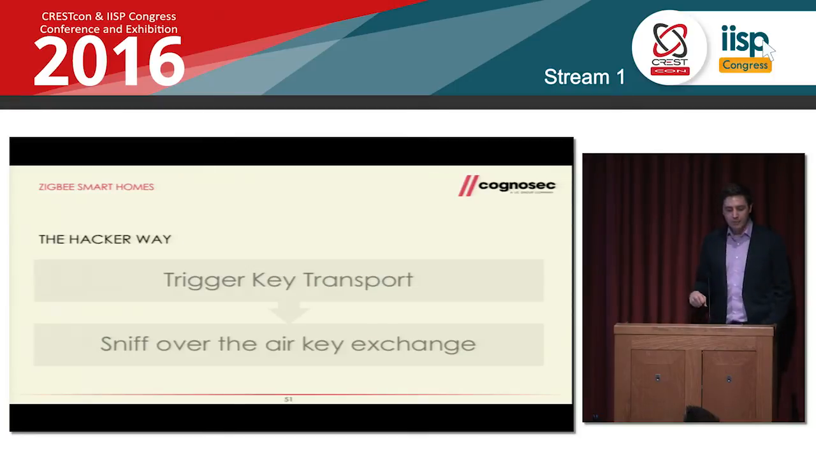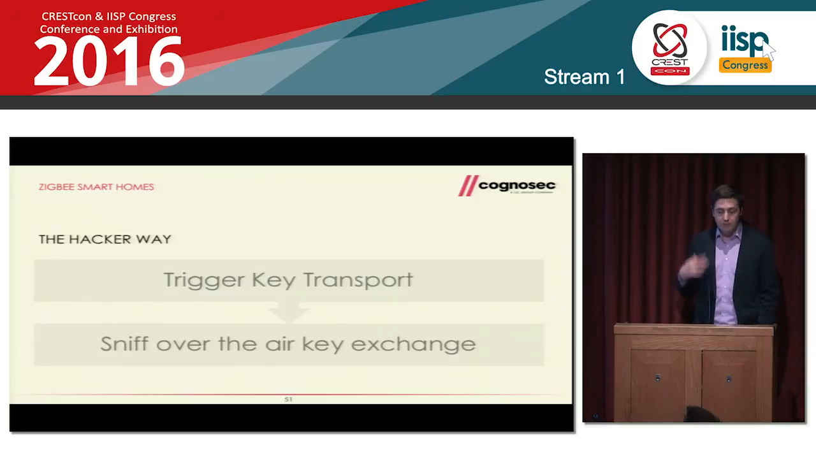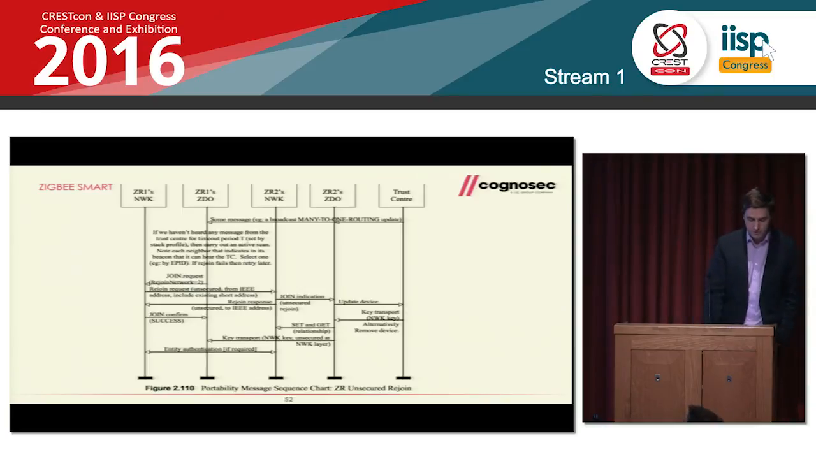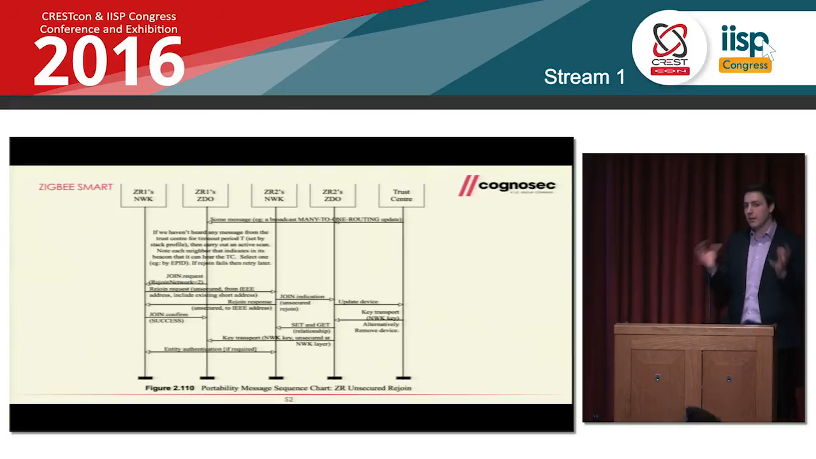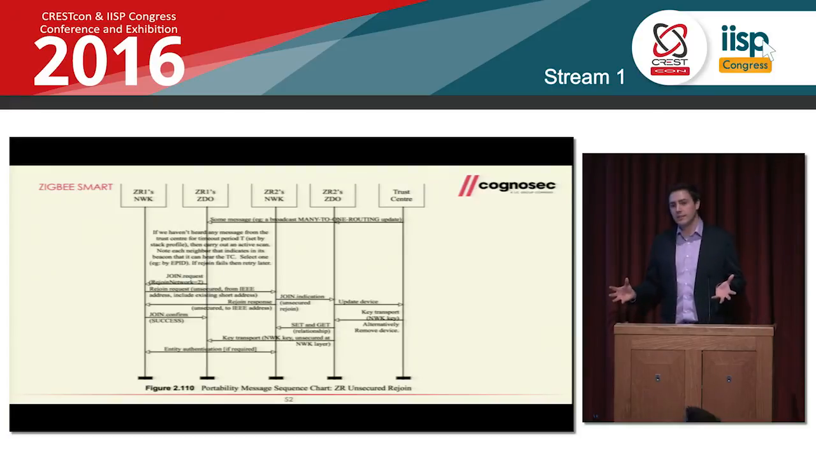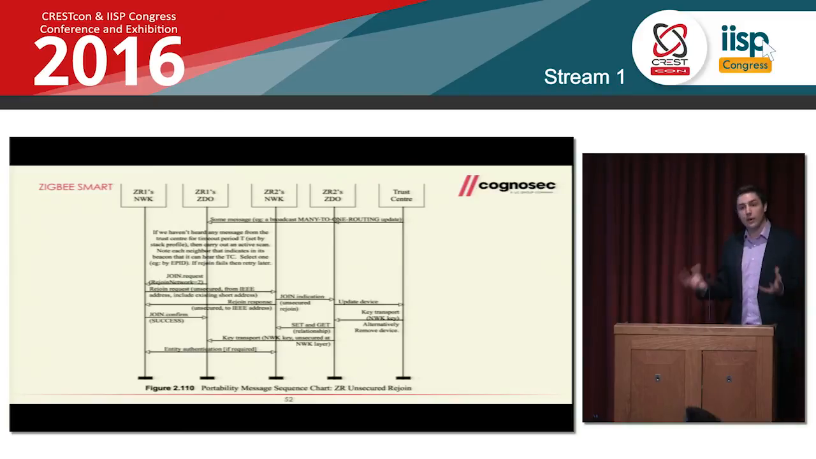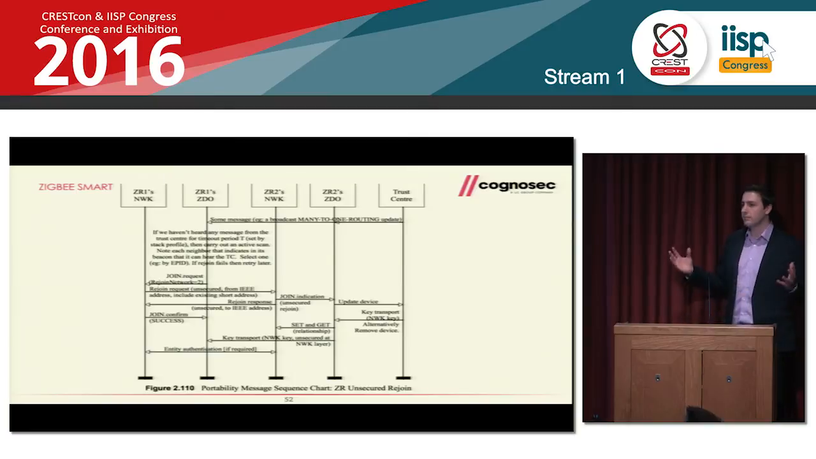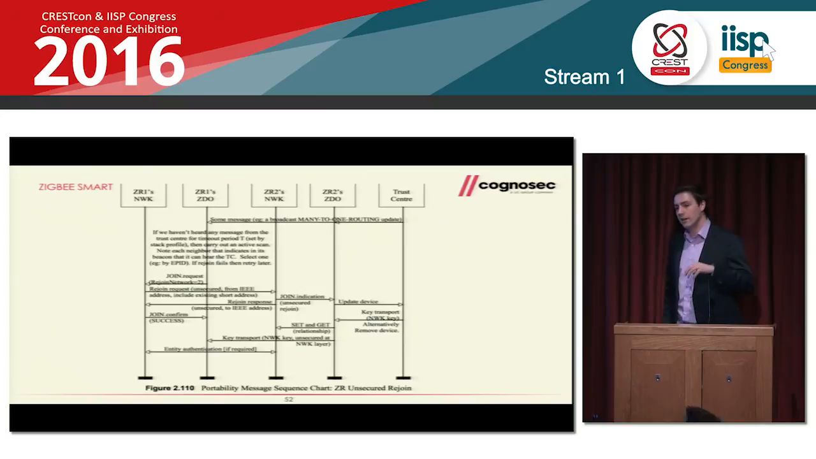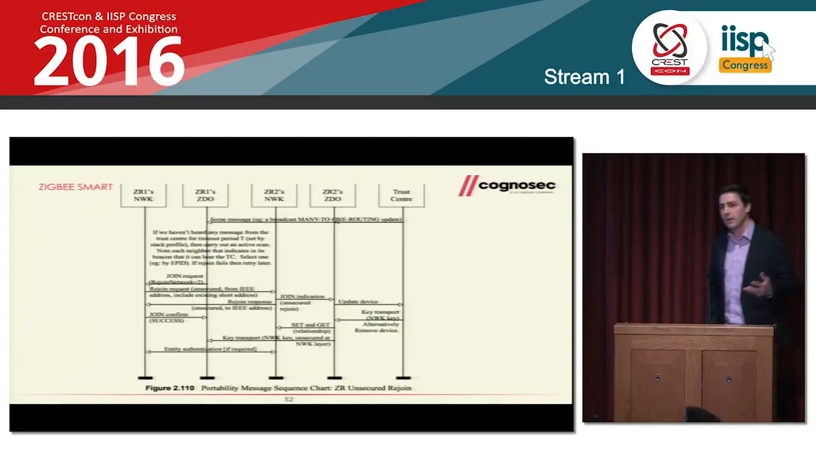We want to trigger the key transport. That's the most crucial stuff. And we found a very interesting procedure in the standard. Everything is about pairing and joining, and there is also a procedure for rejoining a network. If a device, for example, ran out of battery power, and there was a key rotation in this time frame, the device needs to join the network again.